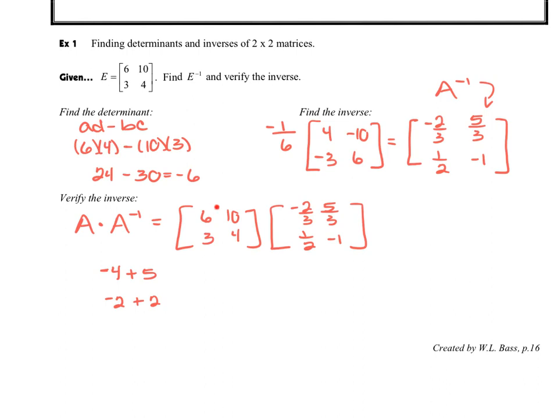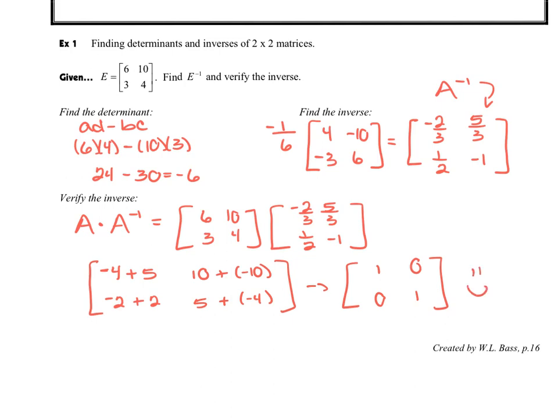And then I'm going to move to the next. I'm going to take my 6 times my 5/3, and that's going to give me my 10. And then my 10 times my negative 1 is going to give me my negative 10. And then my last one will be a 5 plus a negative 4. When I clean all of that up, negative 4 plus 5 is a 1. My negative 2 and 2 is my 0. My 10 and my negative 10 is a 0. And my 5 and my negative 4 is a 1. And that's exactly what we wanted it to be.